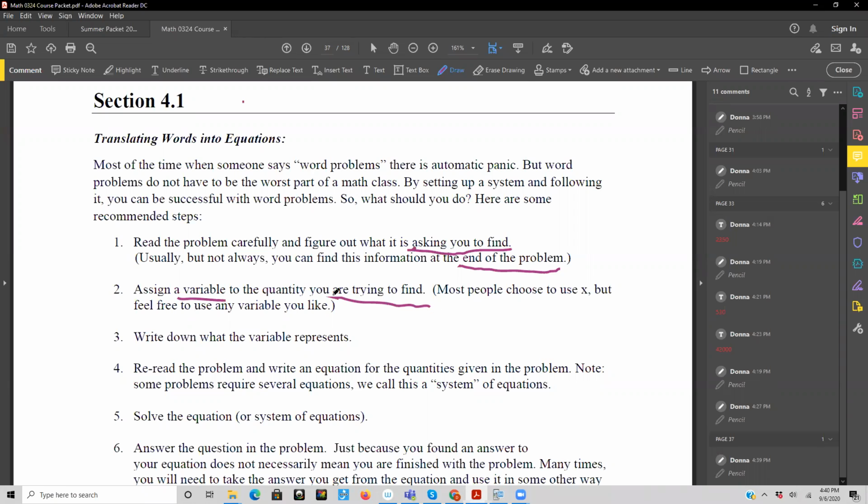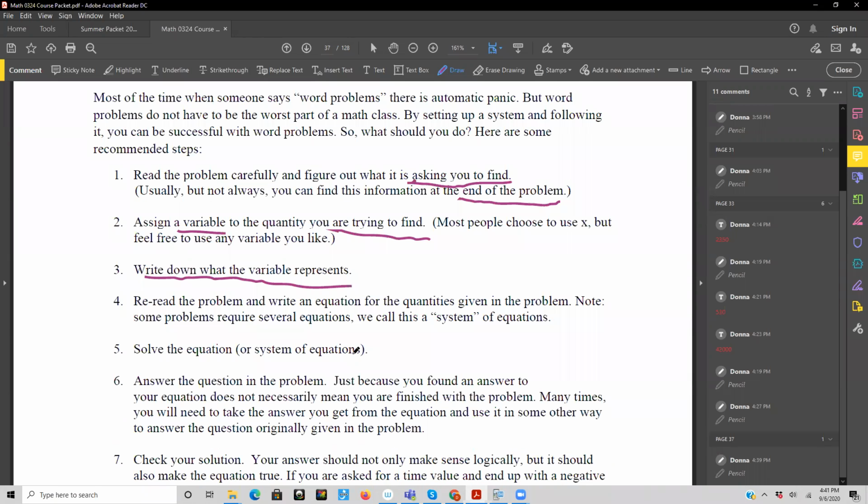You can choose X, but you can use meaningful variables. Like if I'm solving for interest, I might use I. Principal, I might use P. So you can use meaningful variables in that way. Remember what it is that you're solving for, what you're finding. It helps to write down what the variable represents. Like I know that X is the interest rate on this account. Reread the problem and write an equation.